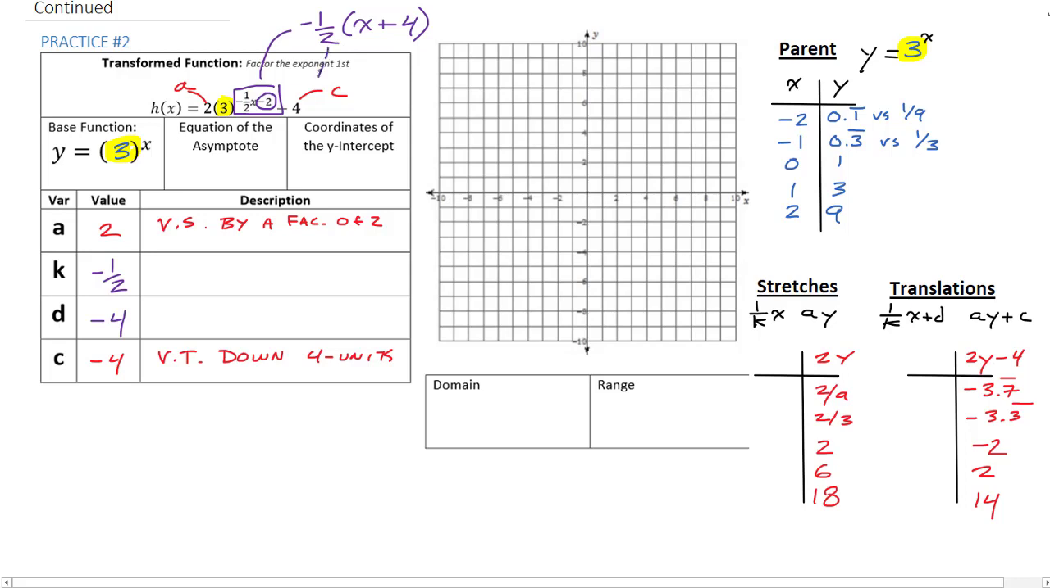So there's your k, and there's your d. All right, so k is negative, so that means there's a horizontal reflection. That's the first thing. And the second thing is you have a horizontal stretch by a factor of 1 over k. So we got to flip it, right? So it's really a horizontal stretch by a factor of 2. And it's negative, so we're going to have a horizontal translation to the left, since this is -4 units.